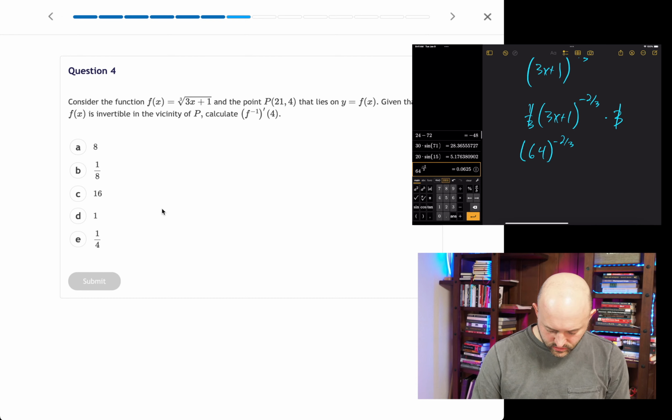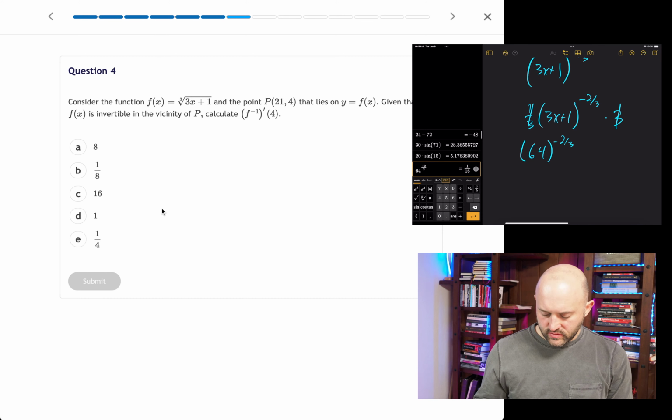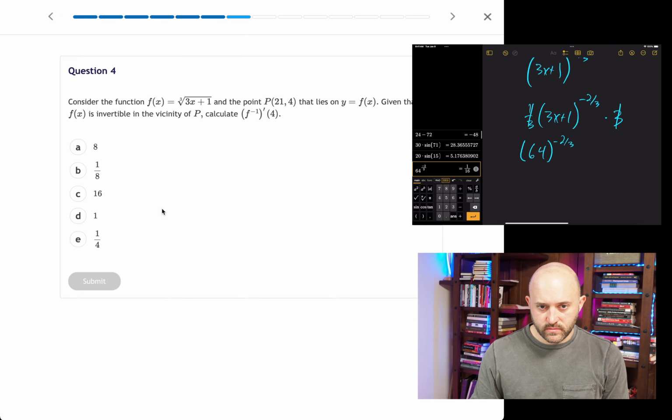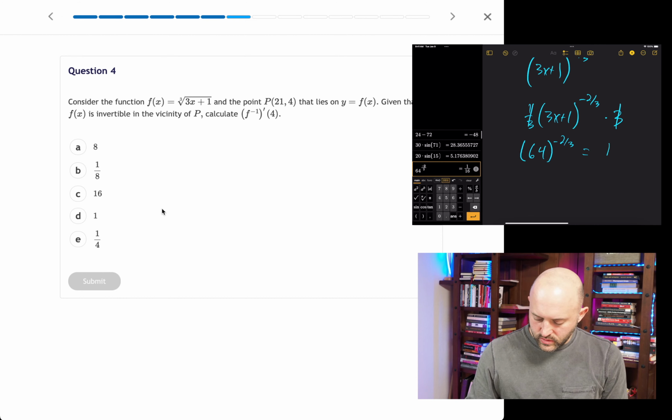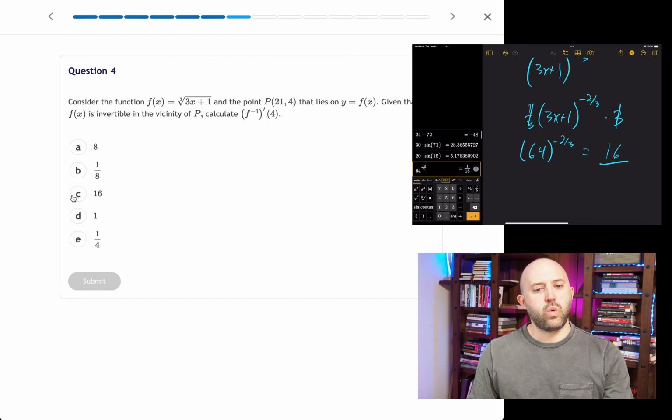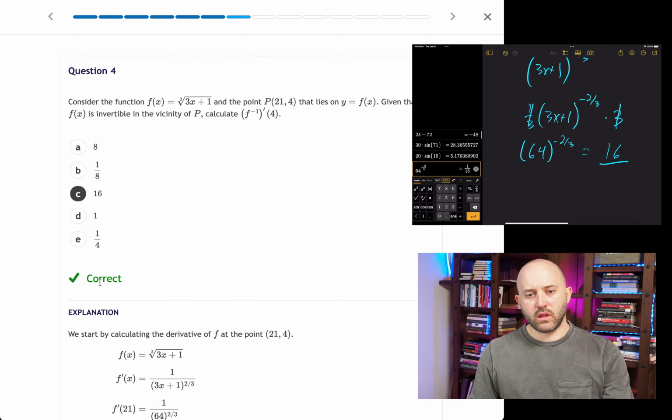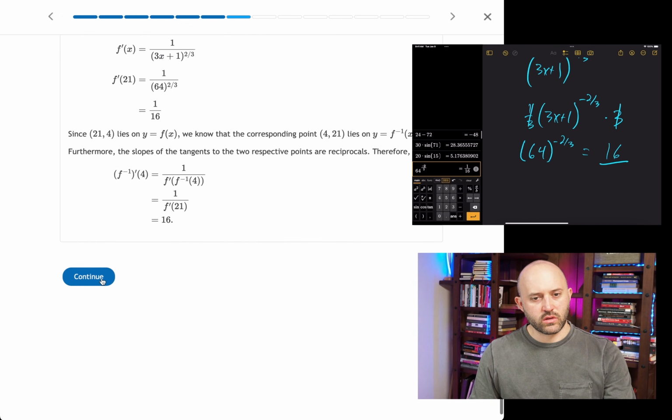Let's do negative 2/3 power. And the reciprocal of that is the reciprocal of this. Okay, so what we want is the invertible functions thing. So it's 64 to the 2/3, which is 1/16. Okay, so that is 1/16, which means the answer is 16. Boy, if you came along for the ride on that one, what a roller coaster.